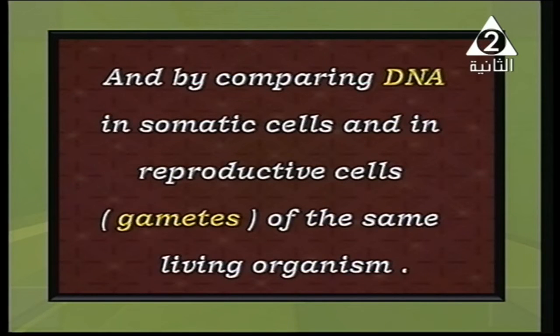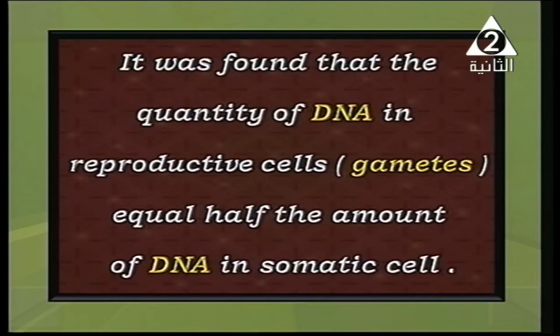And by comparing DNA in the somatic cells, or the body cells, and the reproductive cells, the gametes, as we started in chapter 3, of the same living organism, I need you to conclude the answer before turning the slide. It was found that the quantity of DNA in the reproductive cells, the gametes, is half the amount of DNA in the somatic cells. So scientists found that they got some confusion.